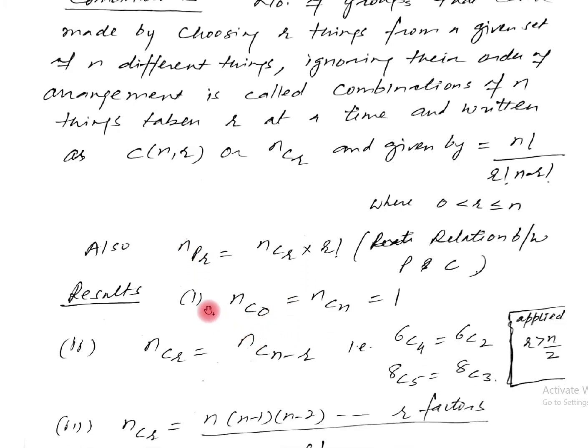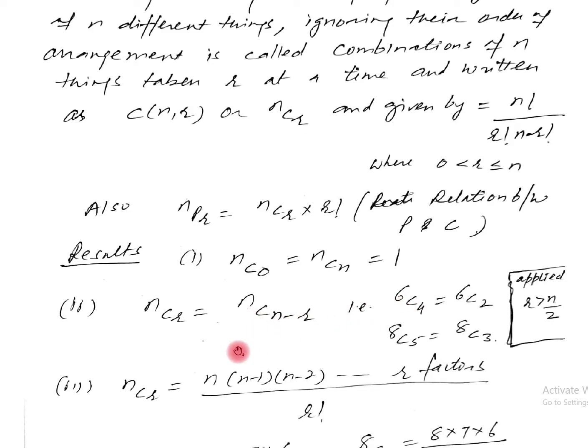Some other results: nC0 equal to nCn, which we pronounce as nC naught, is always equal to 1. It means 7C0, 6C0, 5C0 values are always equal to 1. Similarly, 6C6, 7C7, 8C8 are always equal to 1. So remember it: nC0 equal to nCn is always equal to 1. We can use this result taking r equal to 0 or r equal to n. We are getting the values equal to 1.